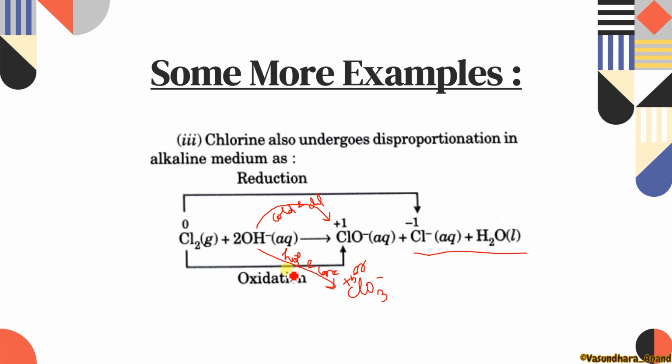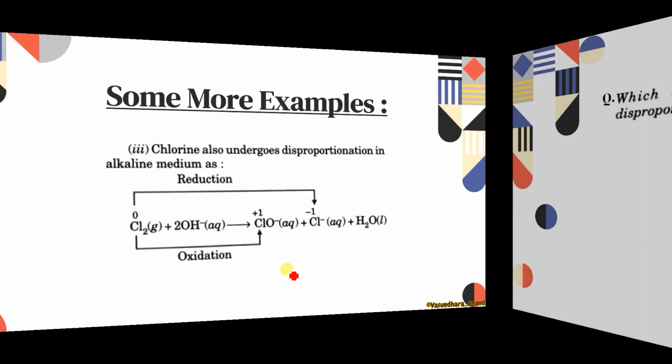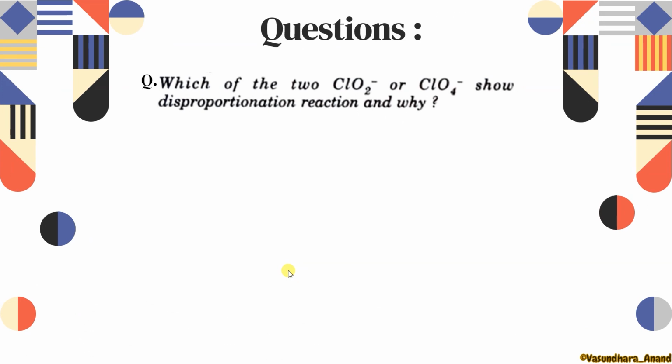So again, I'm repeating that the disproportionation reaction is a special type of redox reaction in which the same element of the same compound undergoes oxidation as well as reduction. Yes. So now I have a question for you people. Which of the two, ClO2 minus or ClO4 minus, shows disproportionation reaction and why? I have told you that disproportionation reaction will be shown by the reagent in which the oxidation state is in between minimum and maximum. That means the one which is a redox reagent.